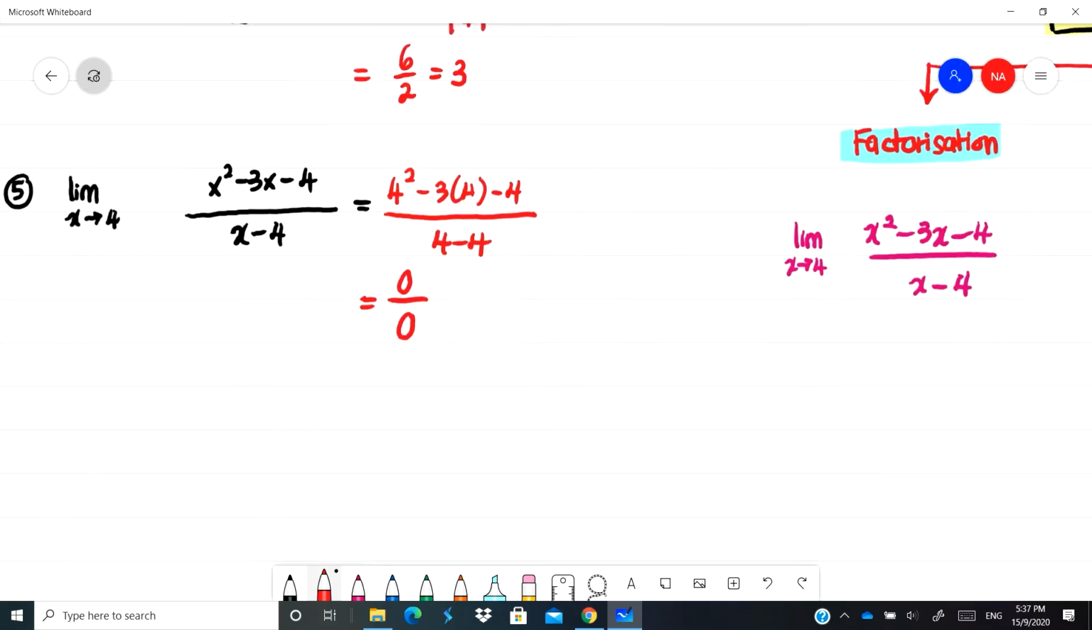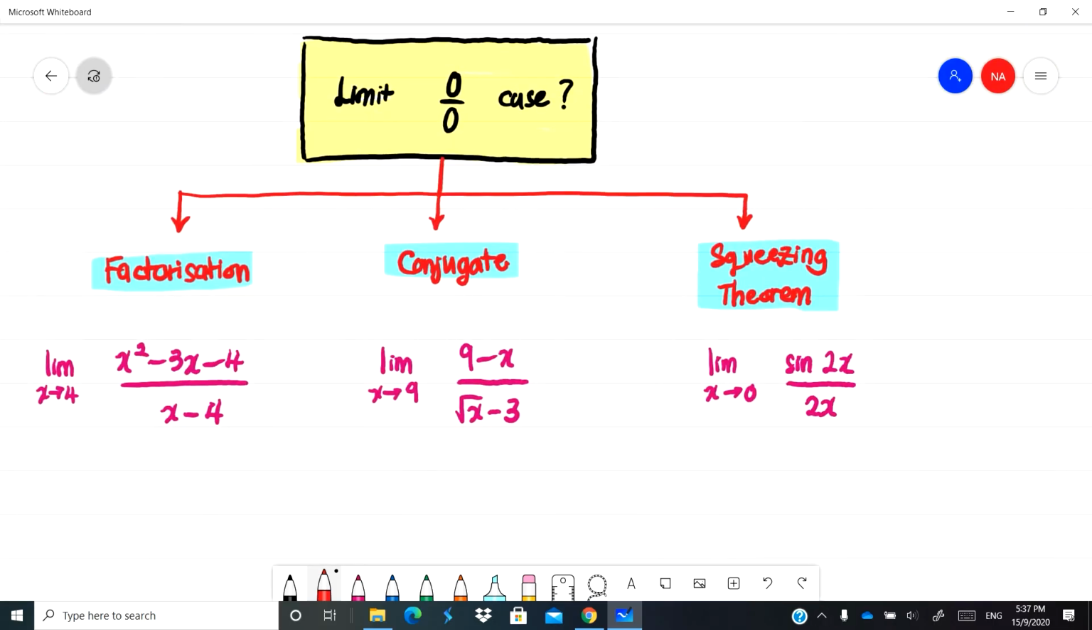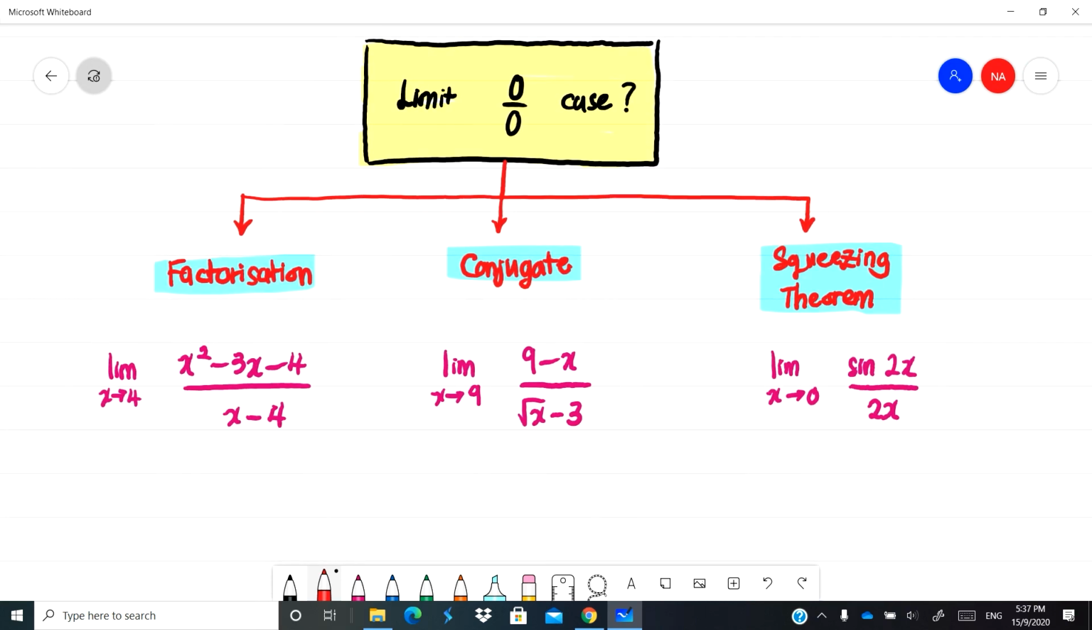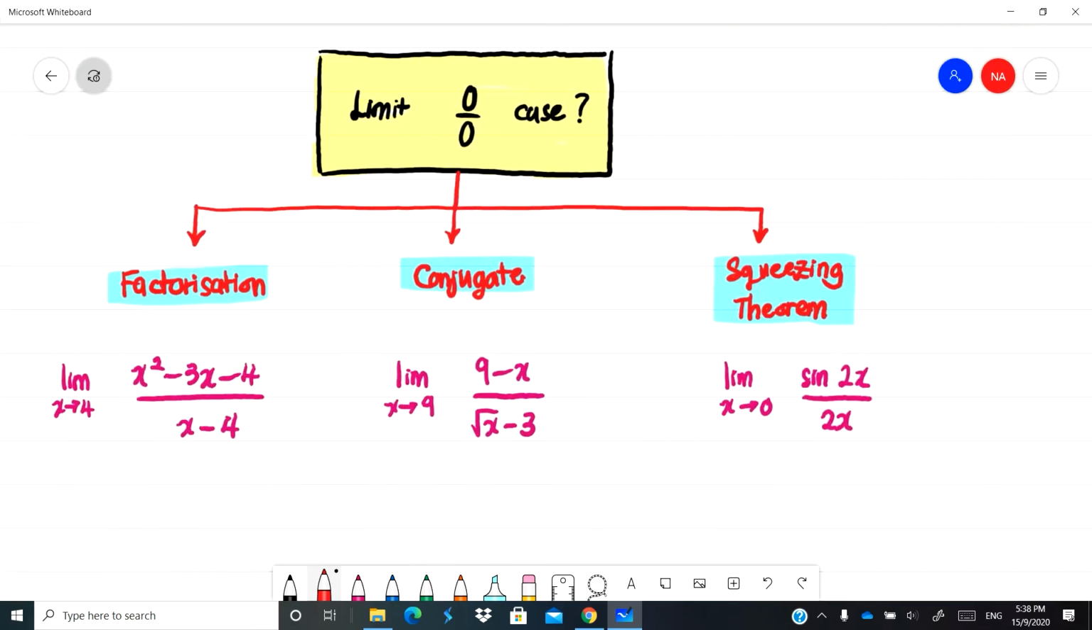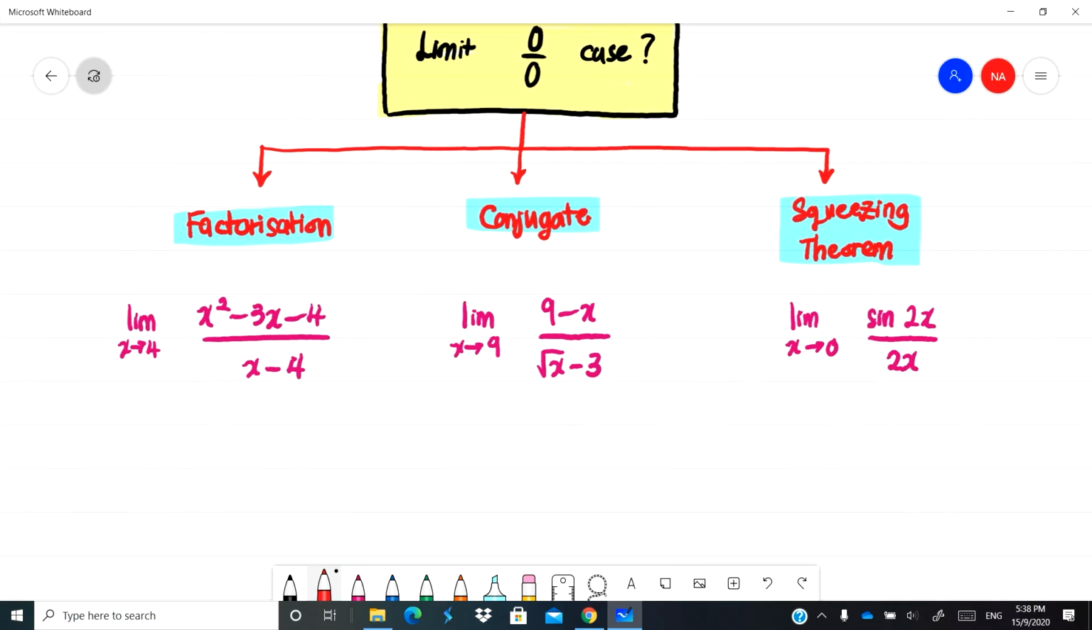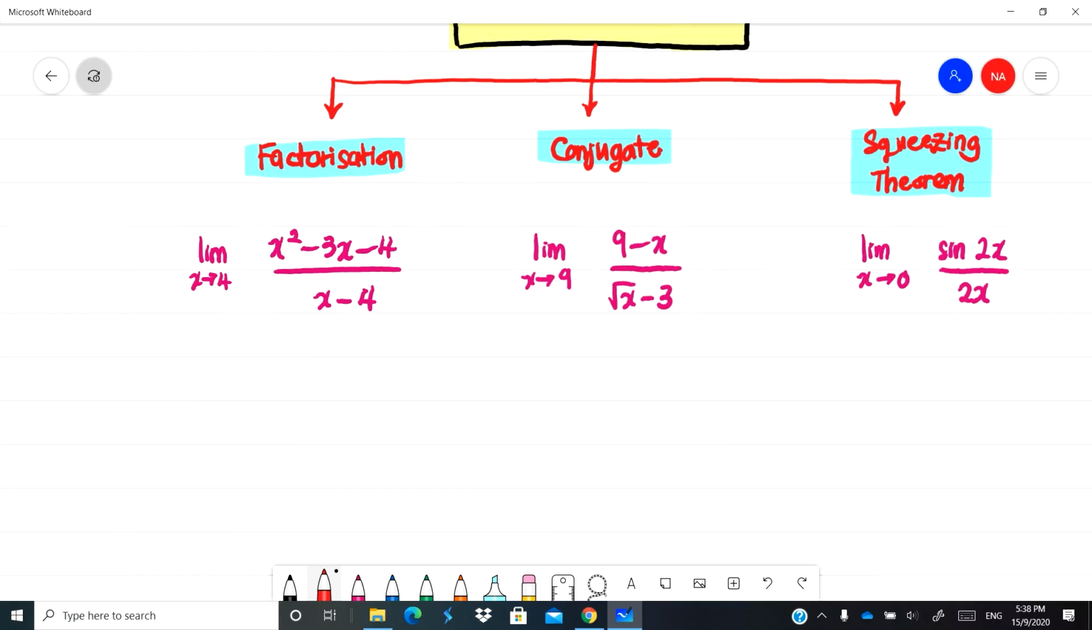So that's why you are learning this subject. So what if you have the limit of 0 over 0 case? You cannot directly substitute the value of the given point, meaning that you cannot use this kind of method. What you have to do is, you have 3 types of solving the 0 over 0 case. The first one will be factorization. Meaning to say that you have to factorize as what we did in the previous example, and then you can try to solve the value of the limit.